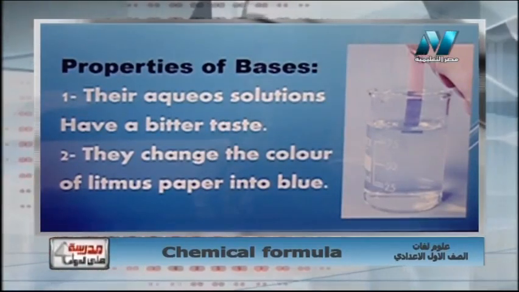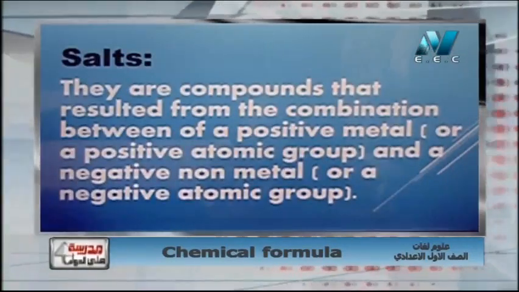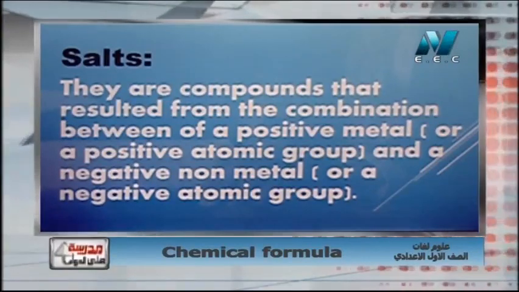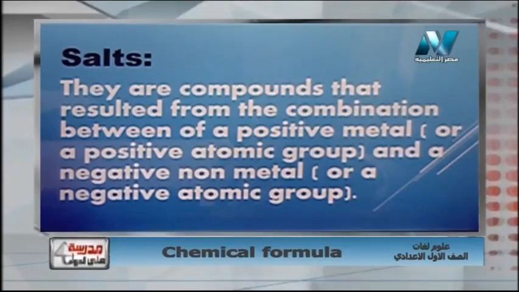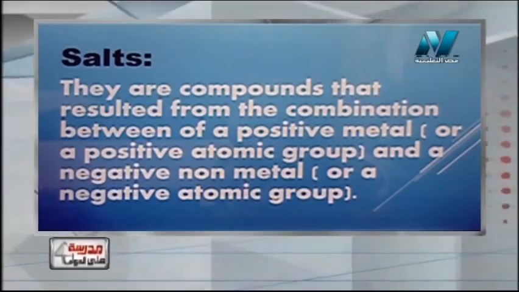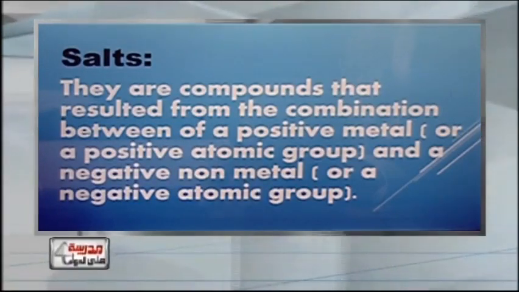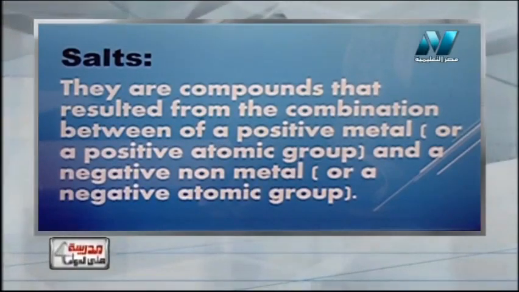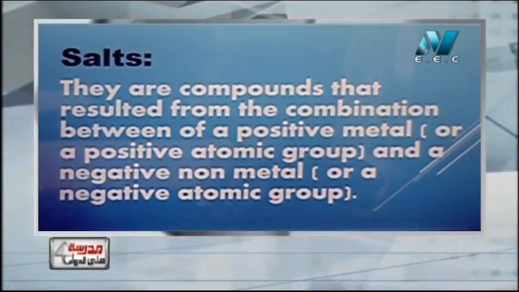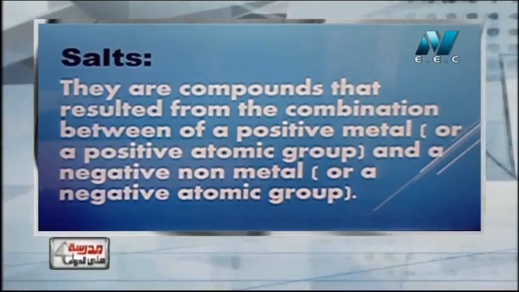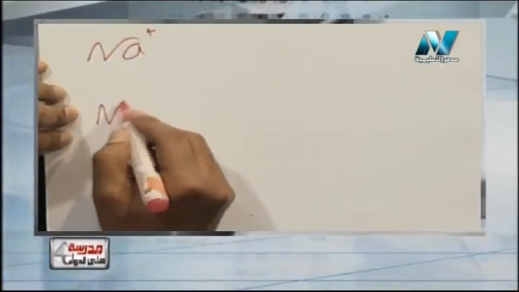We talked about acids, bases. Number three, the third type is salts. What are salts? They are compounds that result from combination between a positive metal or a positive atomic group, like NH4, with a negative non-metal or negative atomic group. So as you see, maybe Na is positive, or maybe NH4 is positive.